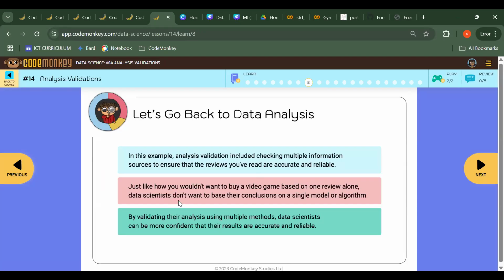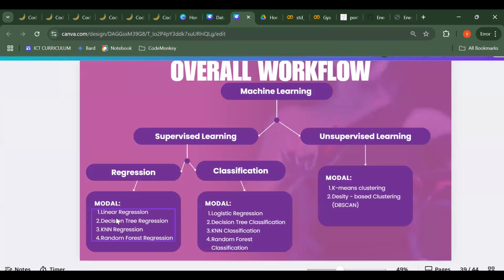Data scientists don't want to base their conclusion on a single model or algorithm. They can't rely only on the regression model, linear regression, or decision tree regression. They will try all the models and see which one is giving an accurate result.